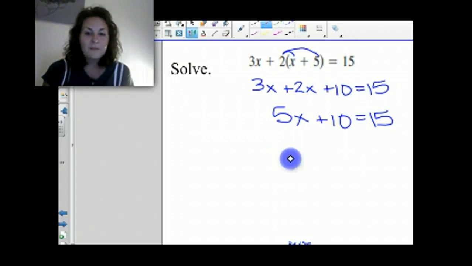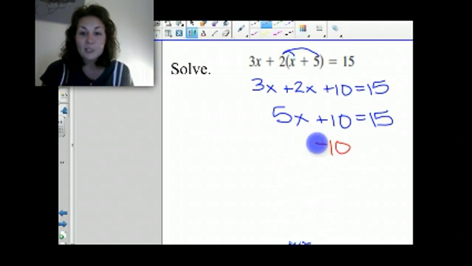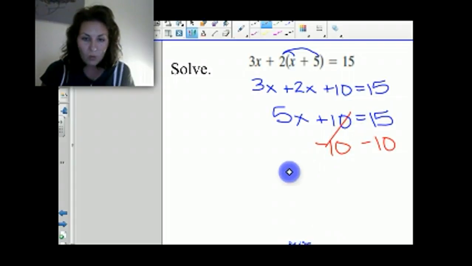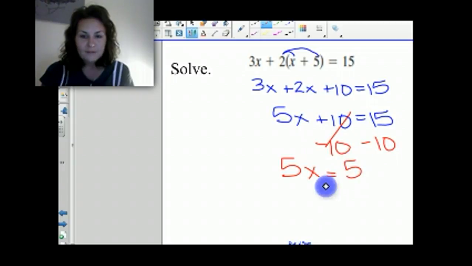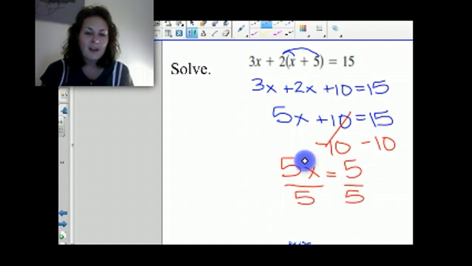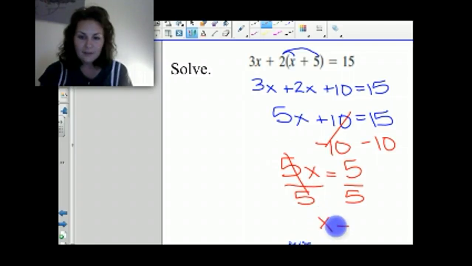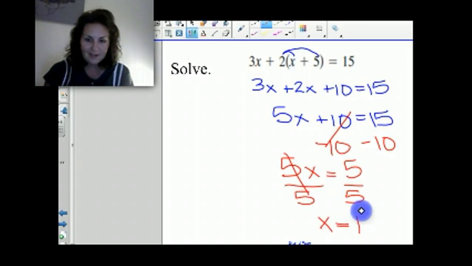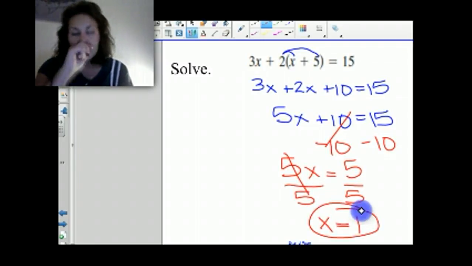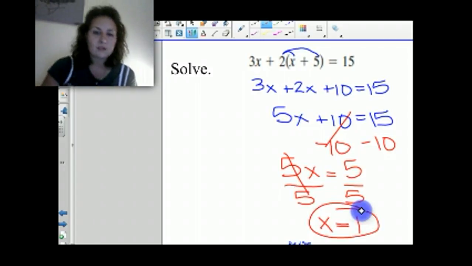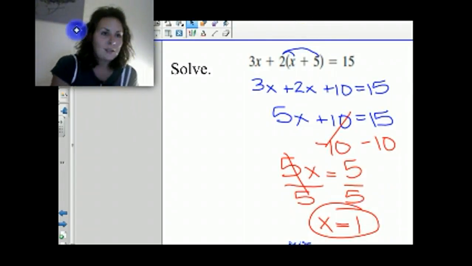Now that my simplifying's done, I'm going to start solving. I'm going to subtract 10 from both sides. 5x equals 5. 5 times x, we undo with division. 5 divided by 5 is 1. 1 times x is x. 5 divided by 5 is 1 again. X equals 1. Remember not to just write the answer 1. Right? X equals.